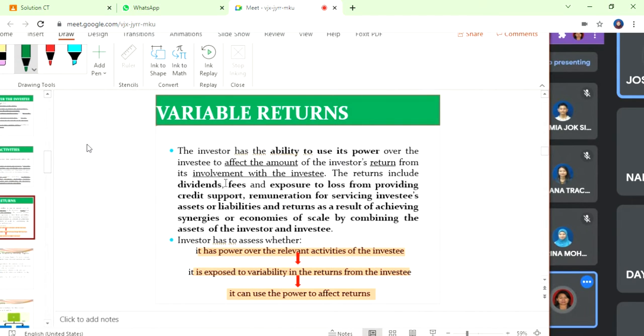What are those returns? Returns can be in the form of dividends. So if the investee is doing well, makes a lot of profits and has enough cash, they might want to distribute dividends, and the investor has power to decide how much dividend we will get. Other returns are fees, exposure to loss provided by support, remuneration, and so on. So that is returns.